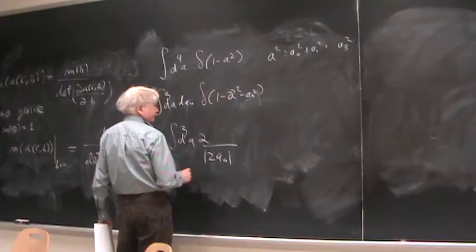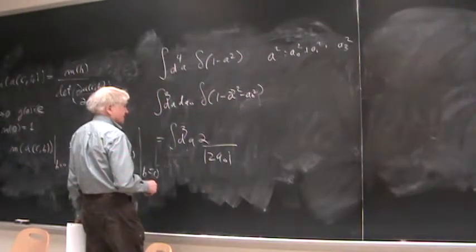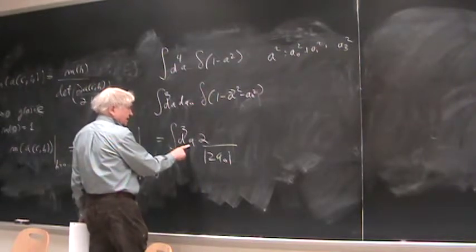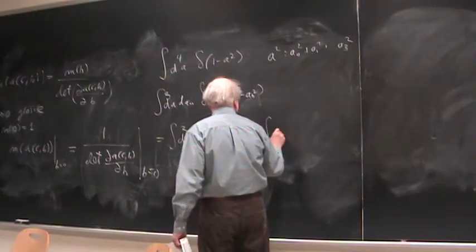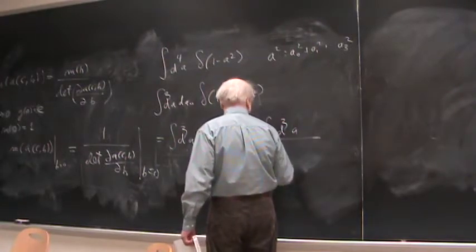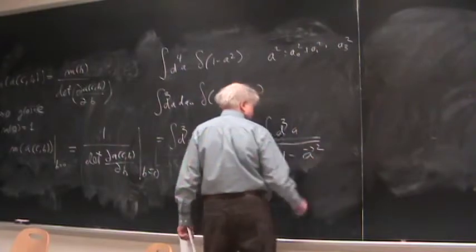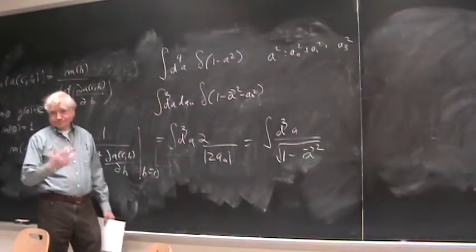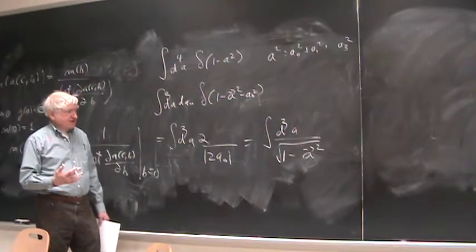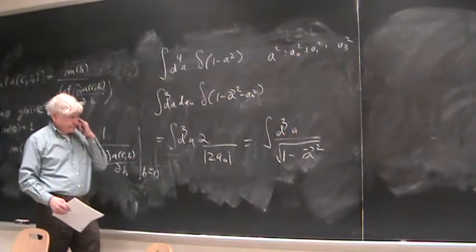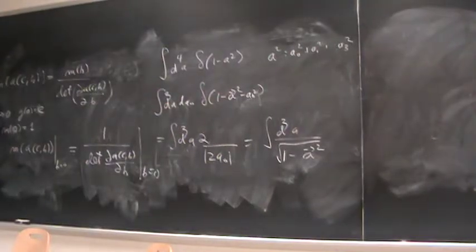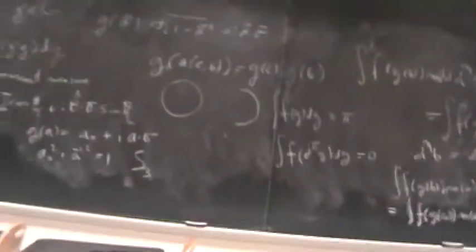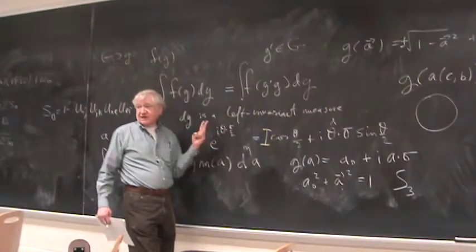And so then we're just integrating d^3a over the square root of 1 minus a vector squared. When we get down to 3 parameters, that's what we have, and that's the measure there. After all, that does completely label the group, because we know from this description of SU(2) that there are really only 3 parameters.